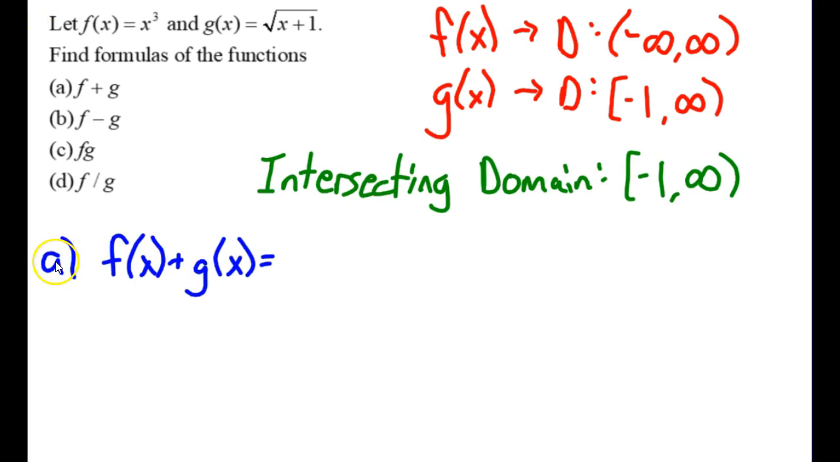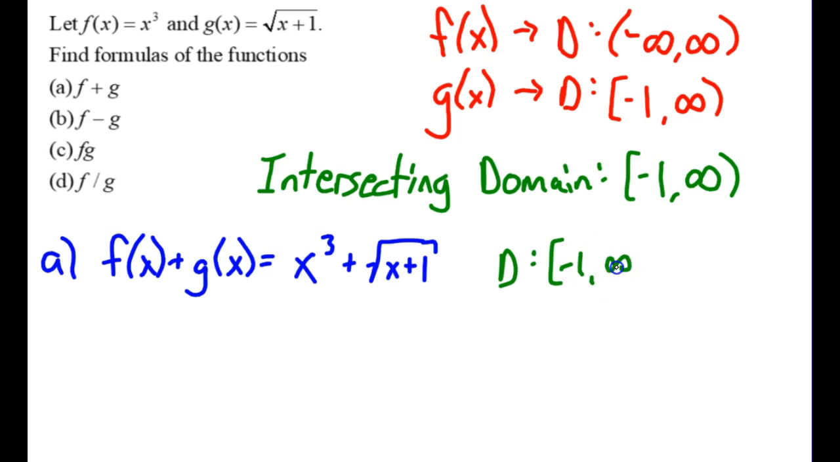Now looking at part A, we want to find the sum of f and g. So we're taking f of x plus g of x, which is going to be really straightforward. f of x is x cubed, so we have x cubed plus g of x, the square root of x plus 1. So we simply have to add those together. And now the domain for these, as we said before, is the intersecting domain, negative 1 to infinity.